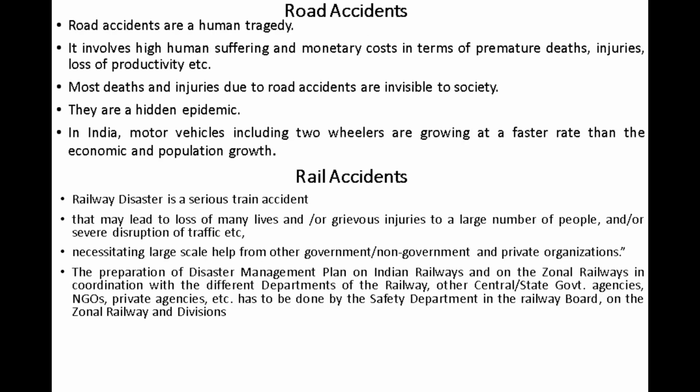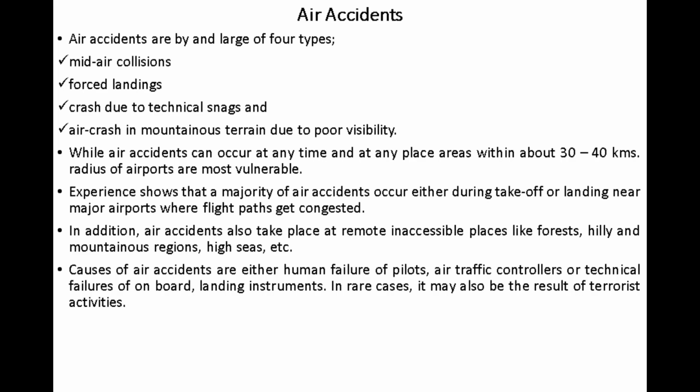Next is road accidents and rail accidents. These two accidents you already know: road accidents are caused due to human tragedy and rail accidents are caused due to serious train accidents. Next is air accidents. Air accidents can be categorized into four types, that is mid-air collision, because of forced landing, crash due to technical problem, and air crash in mountain terrain due to poor visibility.